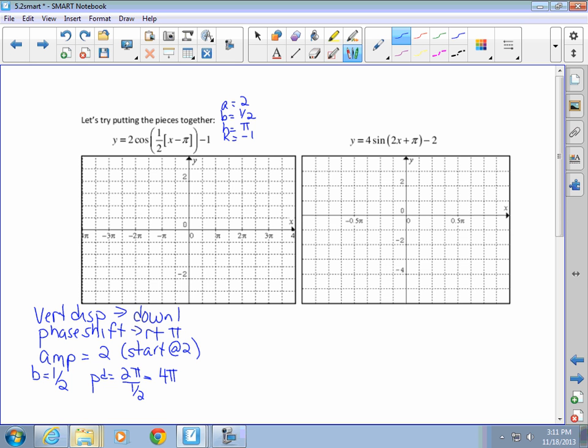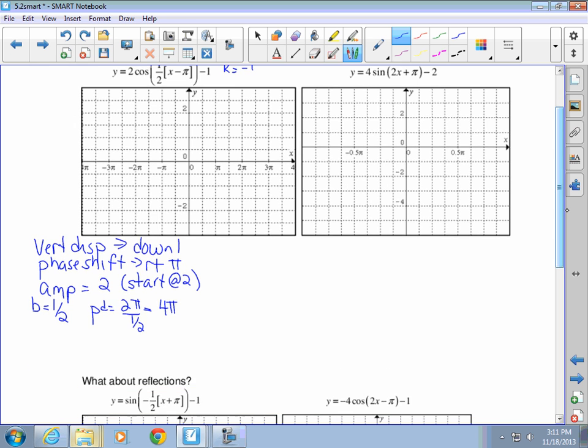Key points then, I'm just going to slide this way a little bit. My key points are always my period divided by 4. So that means that those up, down, and my 3 zeros are going to happen every pi for this graph. Okay, so number 1 I start with is putting in that vertical displacement and my phase shift. So vertical displacement says I'm going down 1. So this is my new center line. Phase shift says I'm going right pi. So this is my new origin starting.